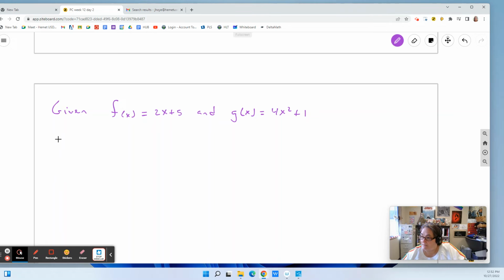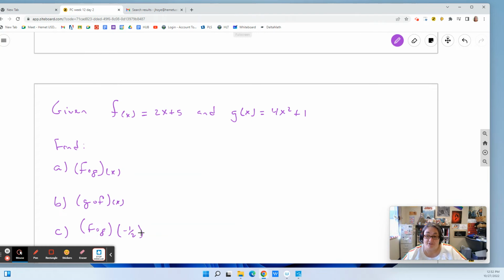We want to find f of g of x, g of f of x, and c, f of g of 1/2. So whatever we find for the top one, that's what we're going to plug this negative 1/2 into, right? Because that's the f of g. So let's start with A.